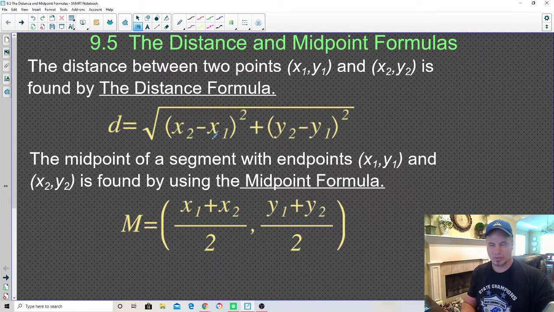A squared plus b squared equals c squared. So that's what we're going to do. Find the difference between these two and square it, the difference between these two and square it, add them together, and take the square root. Okay, pretty simple.